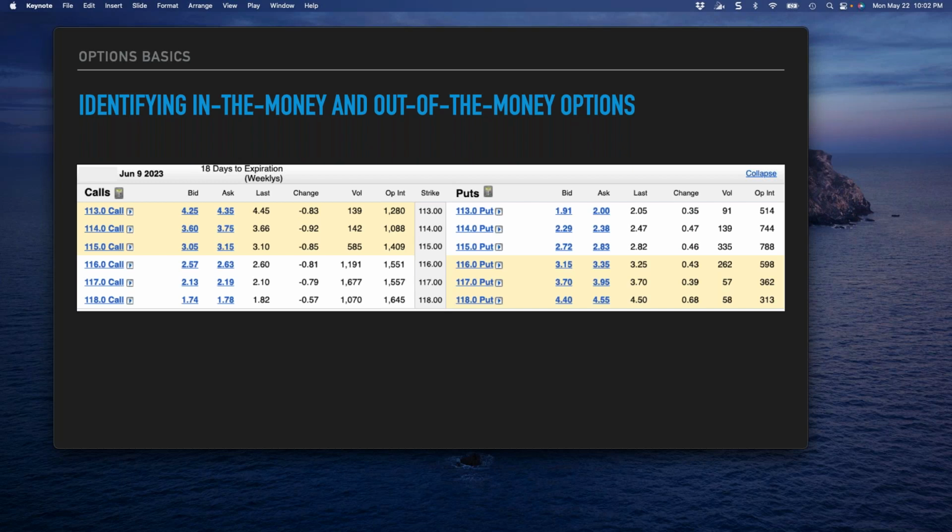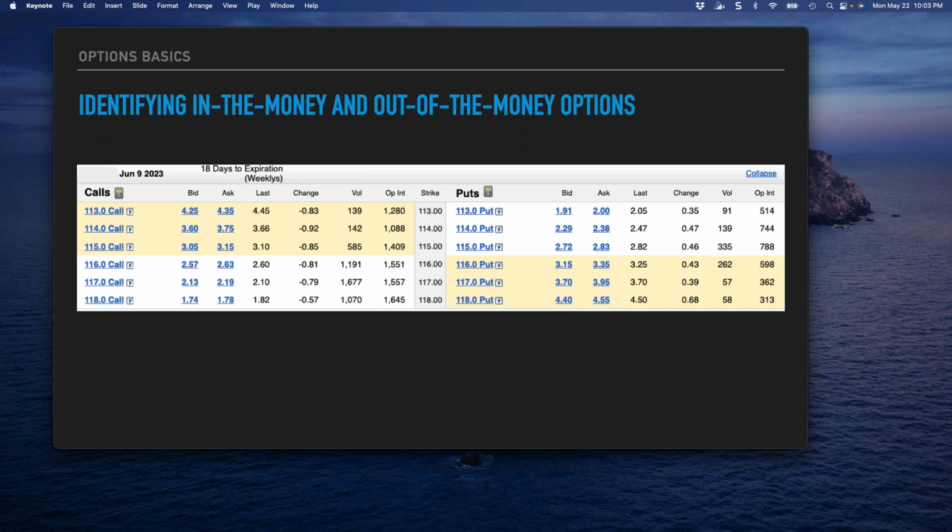For the option chain that I've listed on this screen, you can see that if the stock's current price is around $115 and change, the 115 would be the at the money strike price while also being a little bit out of the money. Everything below 113 for put options is also out of the money, while anything above 115 for put options is in the money.